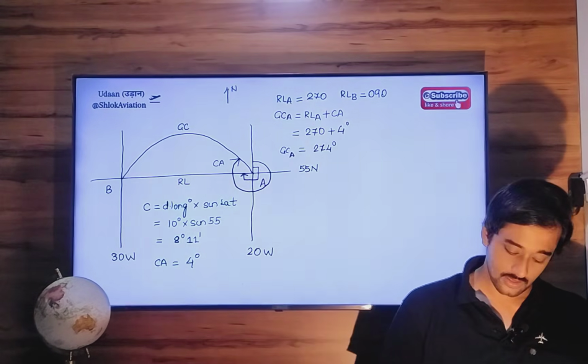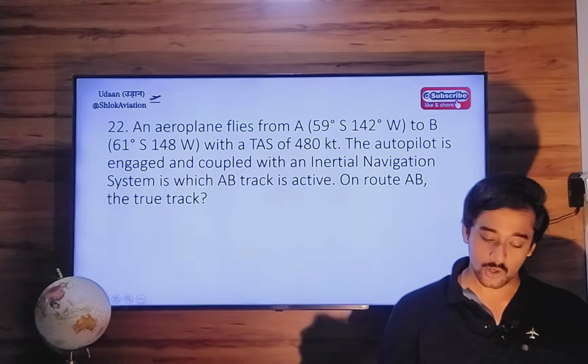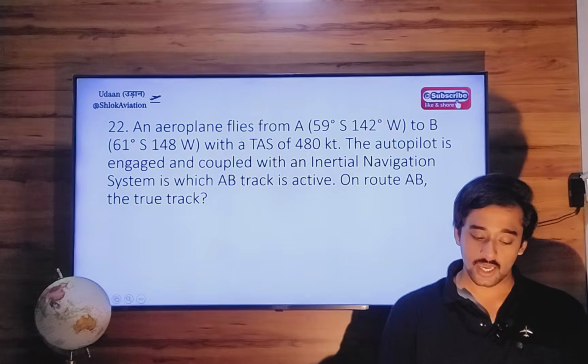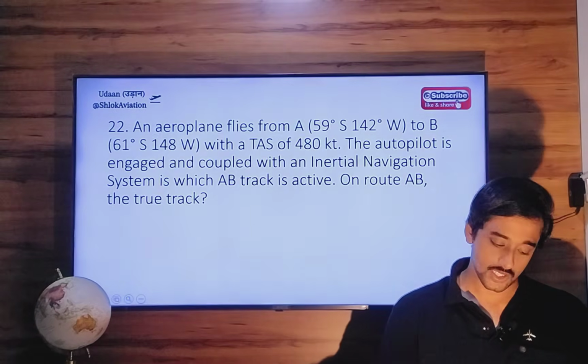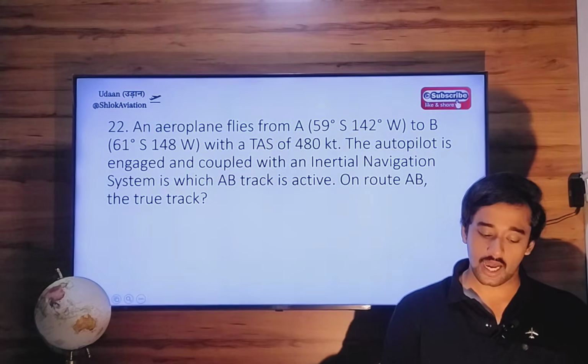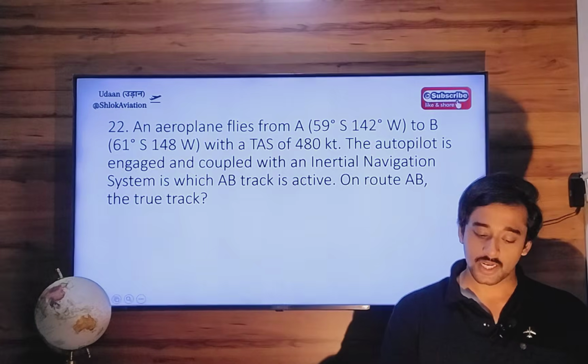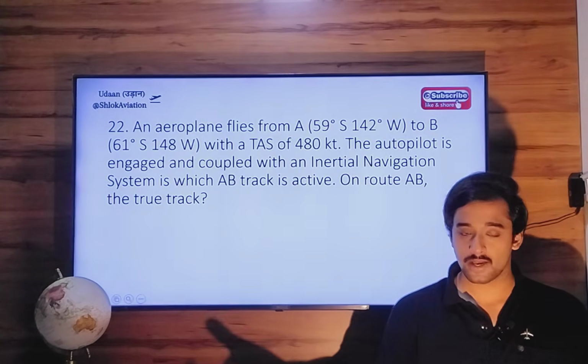Okay. An aeroplane flying from A to B with a TAS of 480 knots. Autopilot is engaged and coupled with INS in which track AB is active. What is the track? What is the great circle track basically?